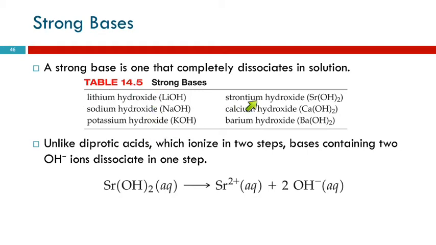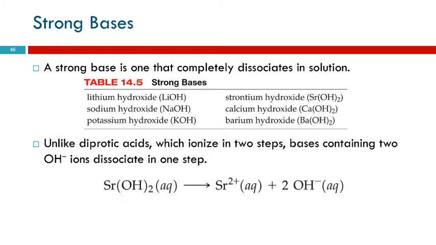So these are all just metal hydroxides. The diprotic acids like H2SO4 will lose one of their hydrogen ions and then lose their second hydrogen ion. Bases don't do that because they're ionic compounds. They just dissolve into all their ions at once. So some of these, like strontium hydroxide, will give us 2 moles of hydroxide for every 1 mole of the base.